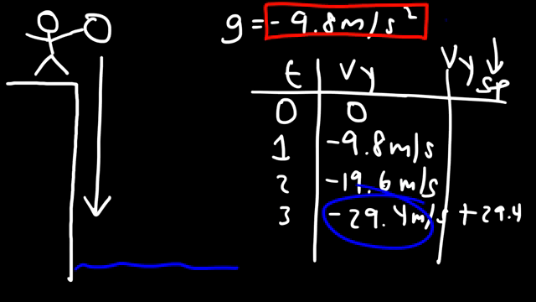And so hopefully this number makes more sense. The gravitational acceleration tells you how fast the vertical velocity is changing every second. So on the moon, where g is negative 1.6, if you were to drop a ball, the vertical velocity will decrease by 1.6 meters per second every second.